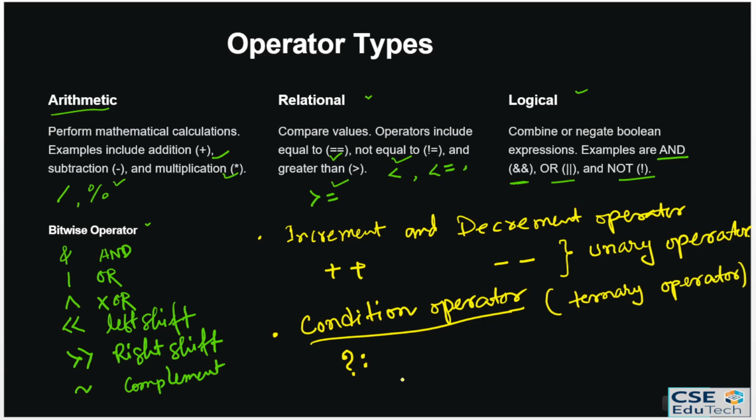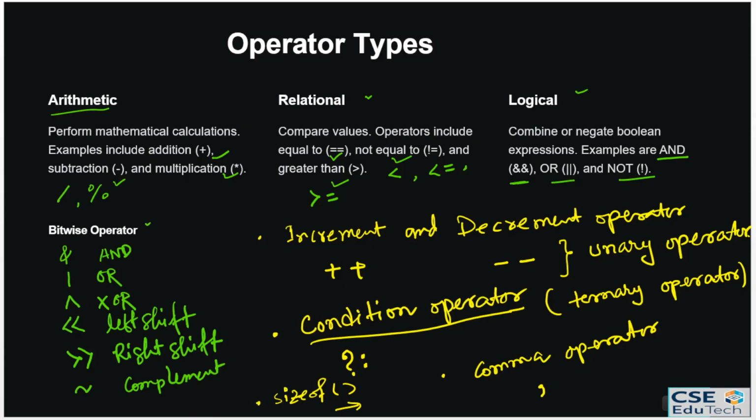Then there is the comma operator. Another operator is known as the comma operator, and its symbol is just the comma. And another operator we sometimes call the sizeof operator. It basically returns the size of the data type in terms of bytes. So these are the various kinds of operators.